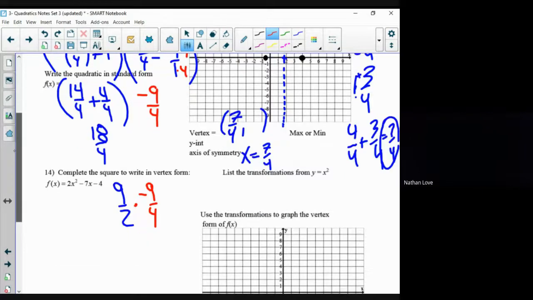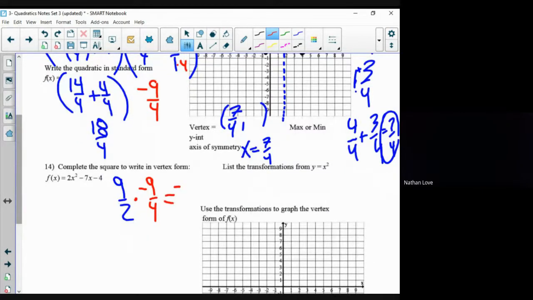And look how beautiful this is. -81/8. Gorgeous.